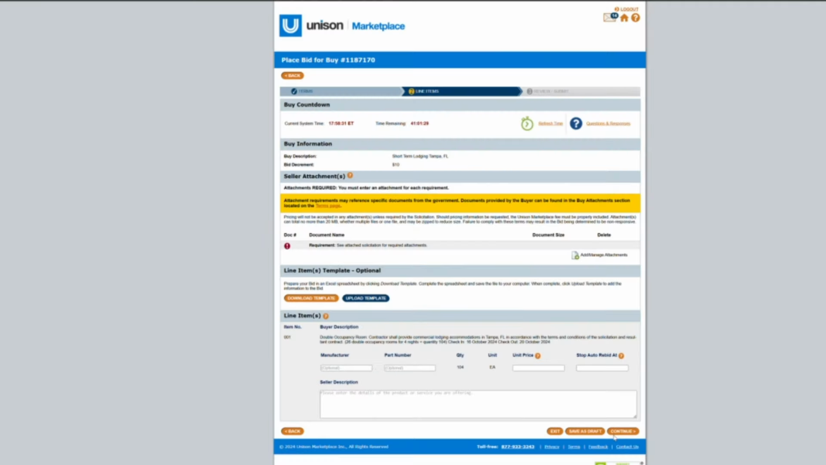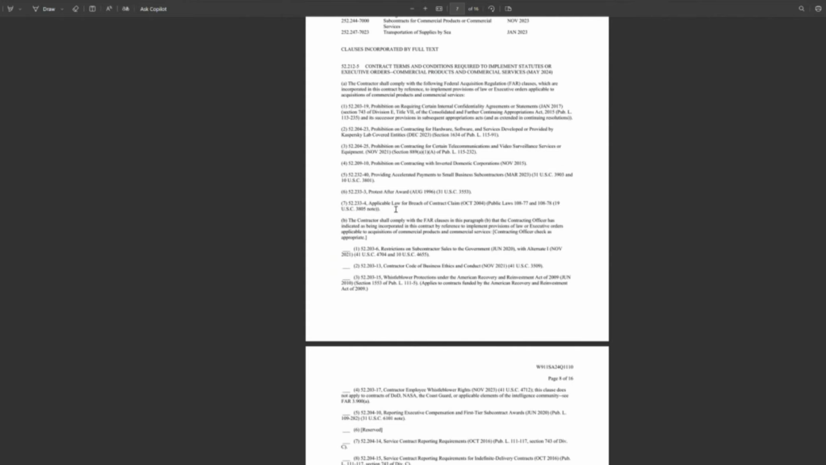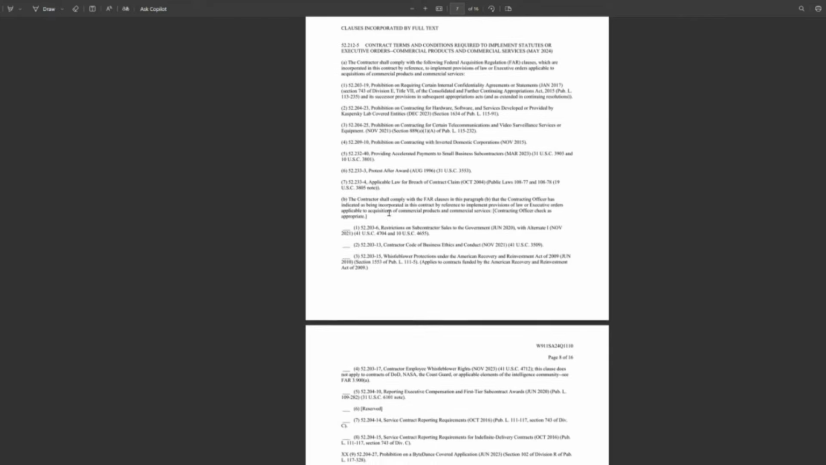Okay, right here, they're asking for the attachments. You're gonna sign, date the solicitation, and you're gonna attach it right here. But before you sign and date the solicitation, you wanna make sure you go to the clauses and make sure you read all of the clauses. So these are the clauses that are dealing with this solicitation. Check and see which clauses apply. They'll either have a check mark or an X by the box.